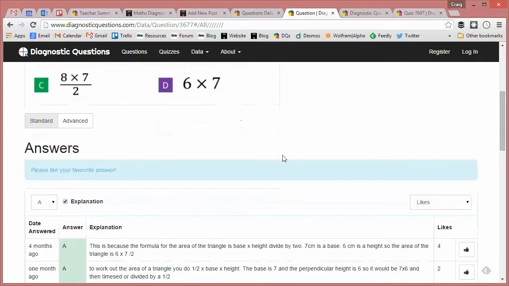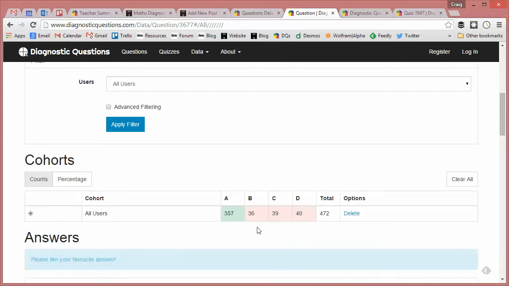So let's see. If I go to advanced, let's get some numbers here. That question's been answered 472 times, and if I go for percentages, we can see that A is by far the most popular answer, and that's the correct one, with 76% of respondents opting for that. Now that's pretty significant, and the vast majority of students have got this right, so you may be wondering why on earth I've selected it for question of the week. The reason is, whilst B, C and D don't attract that many student responses, the reasons those students give for the wrong answers reveal so much about the way students think about areas, and they are fundamental misconceptions that we need to identify and resolve.